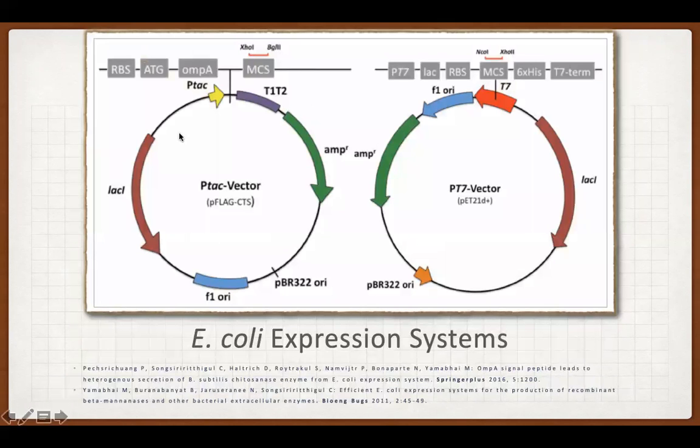But next, we have two vectors with the PTAC promoter and PT7 promoter. And the vector must have a multiple cloning site so that you can insert the gene of the enzyme that you want to express in E. coli into this multiple cloning site, and you can produce it in E. coli.